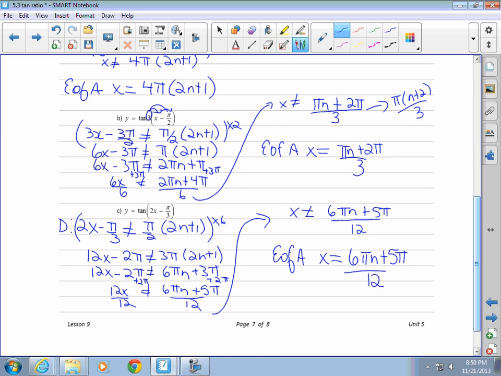So these last few ones are just to help you find your domain, which helps you to find your equation of your asymptotes.